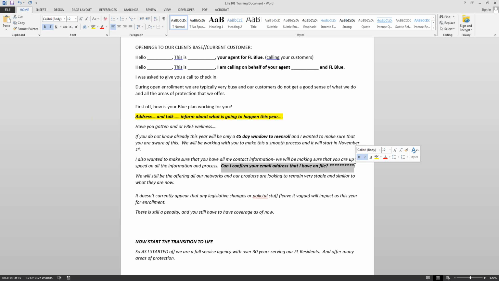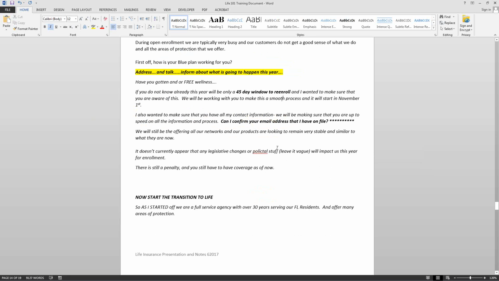Why? Because there's a lot of political stuff going on, and you need to keep your plan. You need to make sure that it's in place. You need to know that Florida Blue is still going to be here. Your policies are going to be very stable, but if we need to make any changes, we'll do it together, and we're going to make that a smooth process.